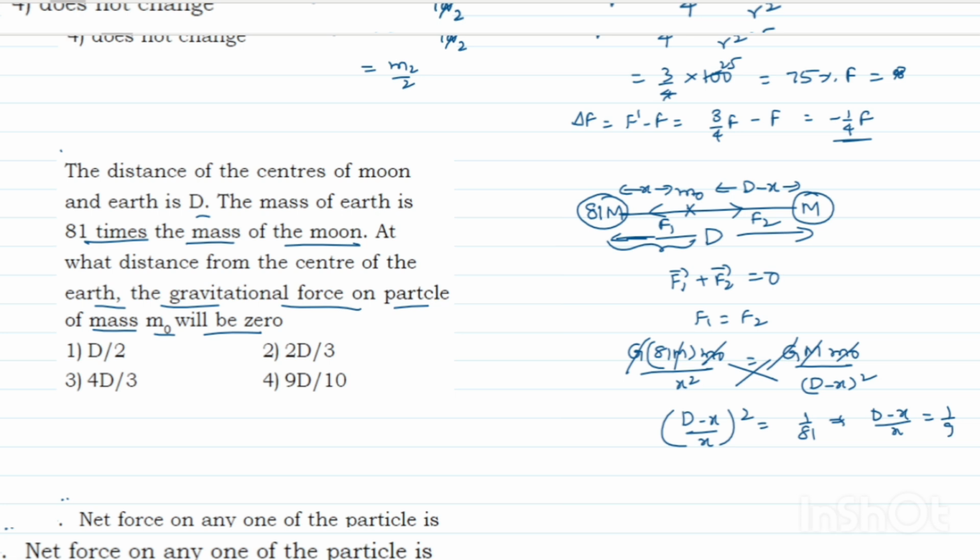When we simplify this, d by x minus 1 equals 1 by 9. So d by x equals 1 plus 1 by 9, which is nothing but 10 by 9. Then we get x equal to 9 by 10 of d. So 9 by 10 of d is the correct answer.